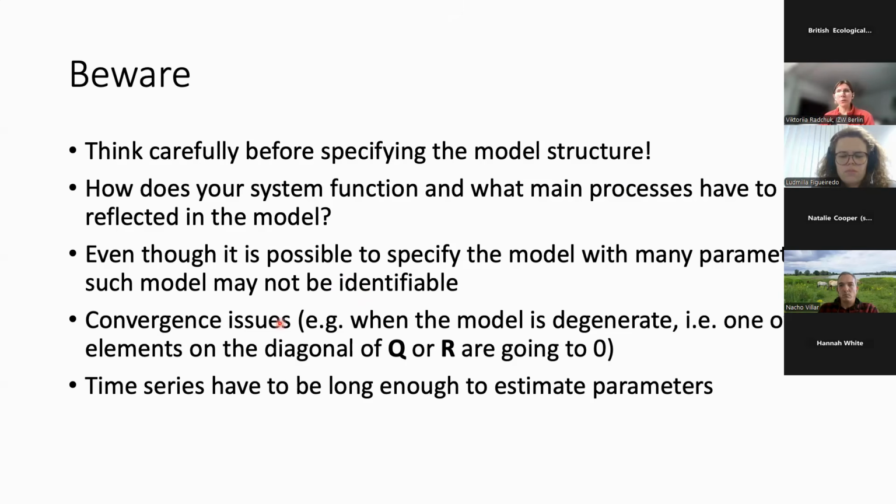There are also possibilities of convergence issues. For example, when the model is degenerate, that's the case when one of the elements on the diagonal of Q or R goes to 0, but there is a workaround for that in MARSS. There is an argument for degenerate cases. An important thing is that the time series have to be long enough to estimate parameters.